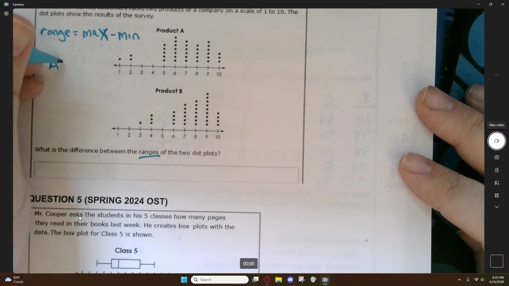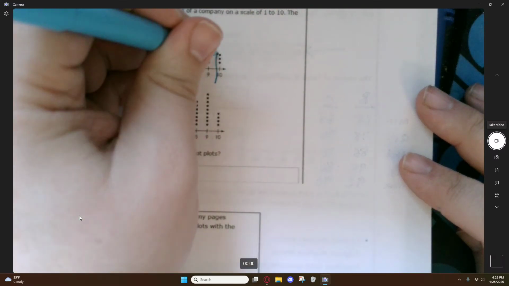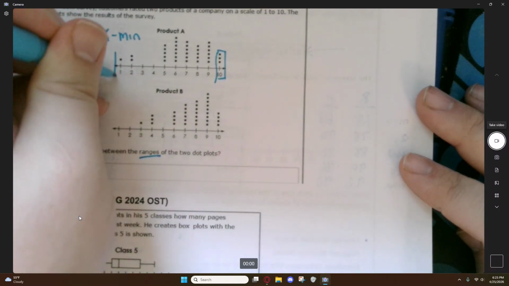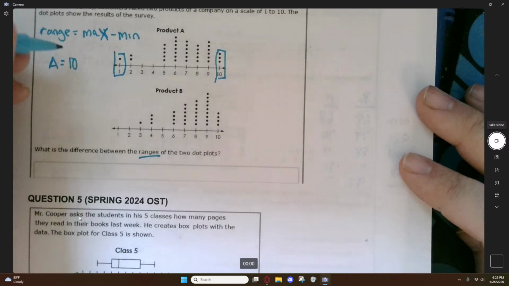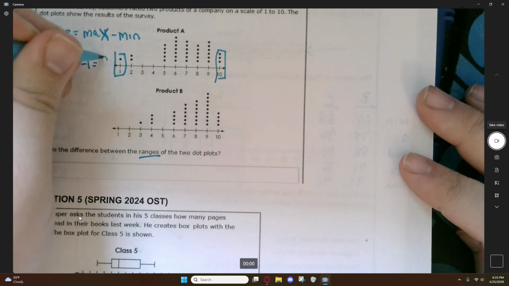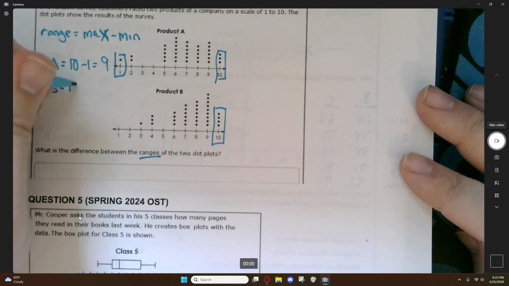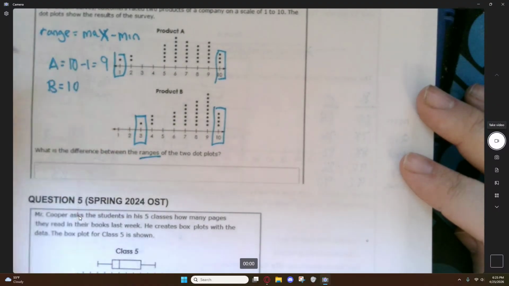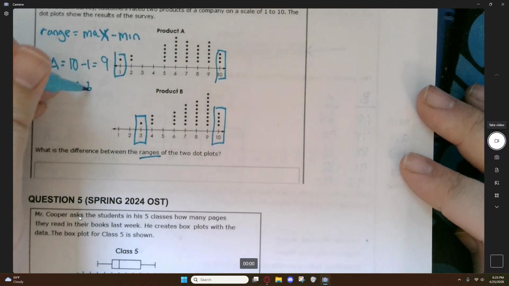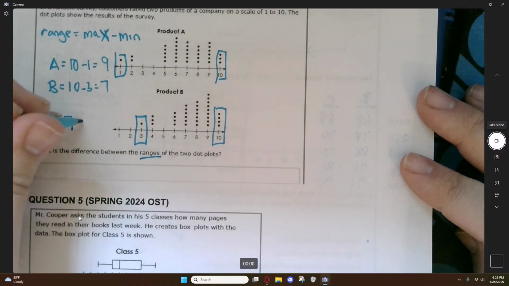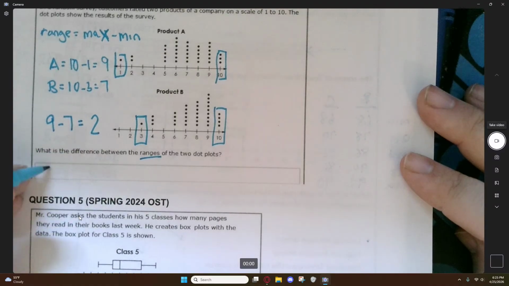For product A, our range is 10, because that's the highest, minus 1, which is the lowest. The range is 9. For product B, the highest is 10, minus the lowest, which is 3. That's 7. The difference between the ranges is 9 minus 7, which is 2.